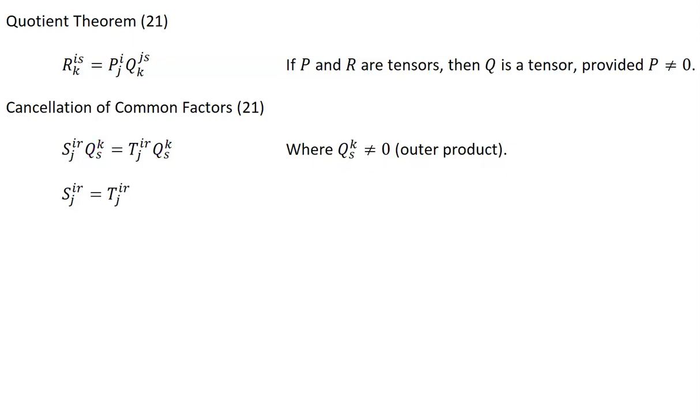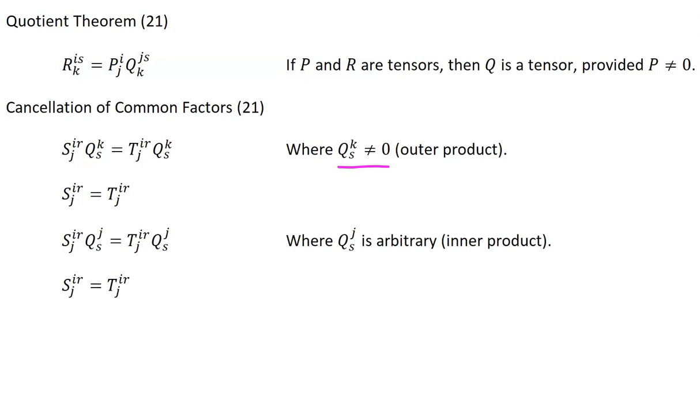Now, for an inner product, this test is not sufficient. In order to cancel out common factors there, we have to know that the common factor is an arbitrary factor. That means that this expression is going to be true for any arbitrary value we select for our common tensor. Now, if that is the case, we can cancel out common factors of an inner product just like we do for the outer product.